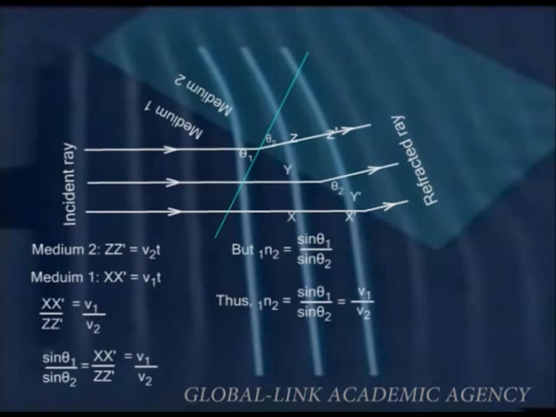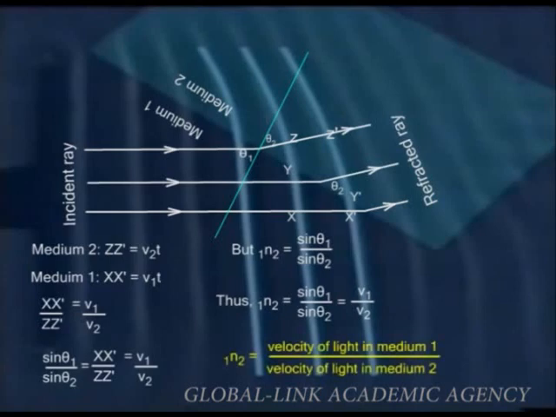Refractive index can therefore be given in terms of velocity by the equation n1 to 2 is equal to velocity of light in medium 1 over velocity of light in medium 2.